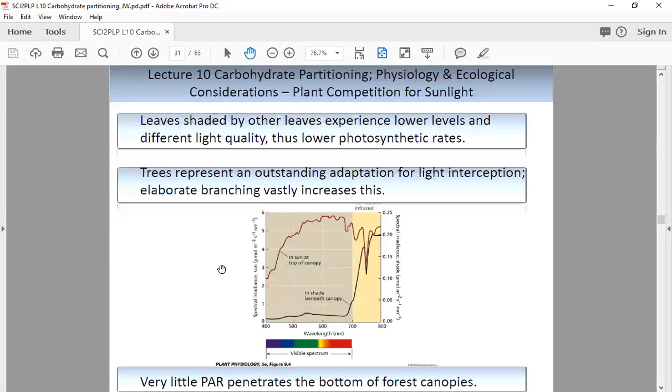So in this graph here, this is showing the spectral distribution of sunlight at the top of a canopy and in the shade underneath the canopy. For unfiltered sunlight, the total irradiance was estimated to be about 1900 micromole per square metre per second, whereas in the shade, in comparison, it was only about 17 micromoles. So most of that PAR was absorbed by leaves in the canopy.